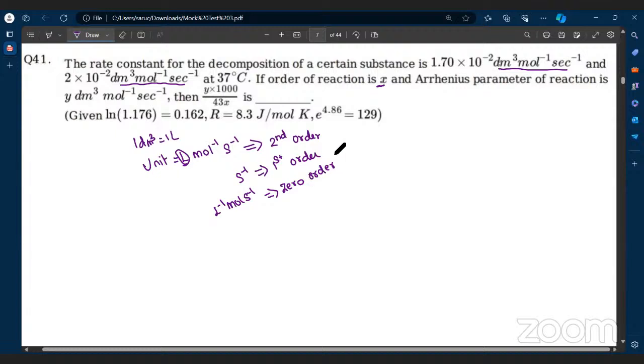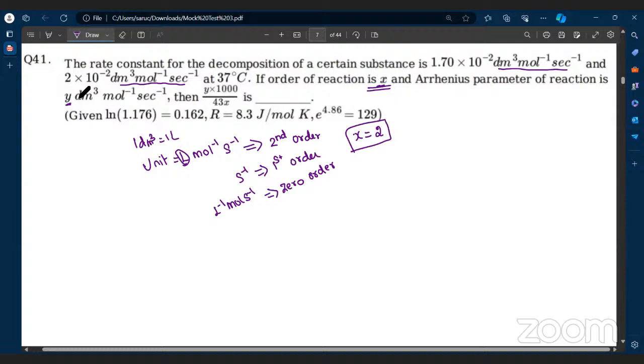Now by seeing the unit itself, you can just tell X. So what is going to be X? X is your order, so second order. Now you got X. The next thing you have to evaluate is Y, which is the Arrhenius parameter. So first you have to write down the Arrhenius equation. What is the Arrhenius equation?